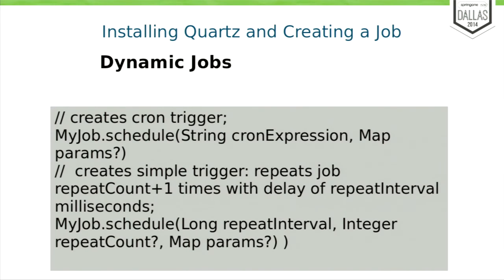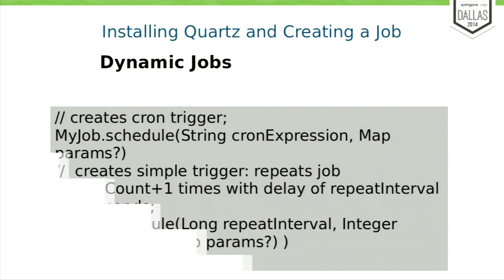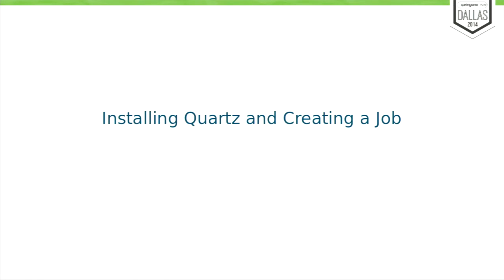So how do you make another dynamic job here? Here's the code. You just say schedule it. You can give it a cron expression if you want, and this will create a job that repeats one time with the parameters here. That's all you need to do. And it'll go about its business.